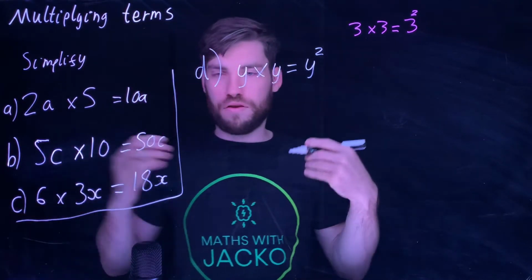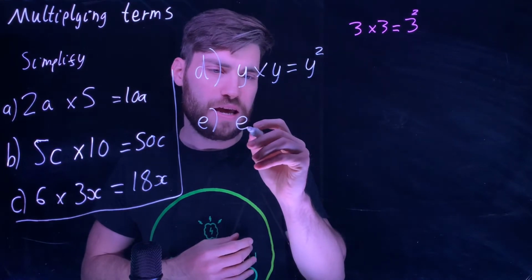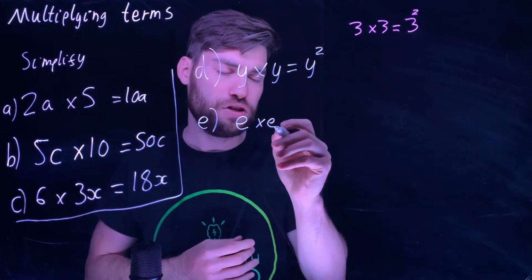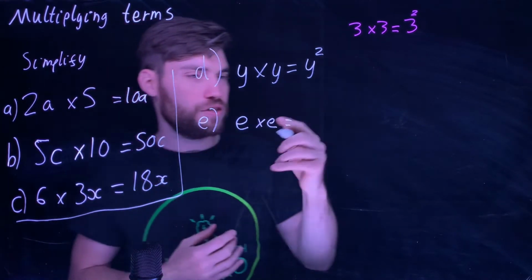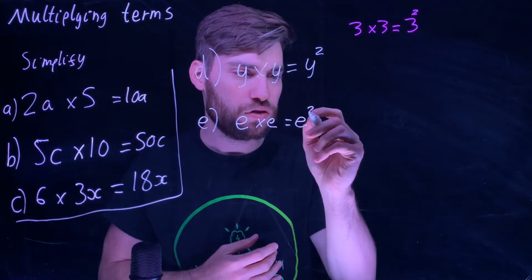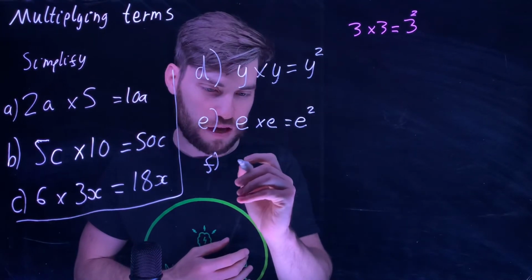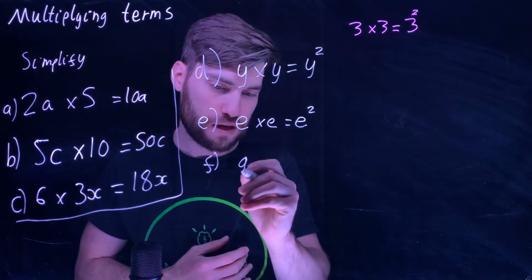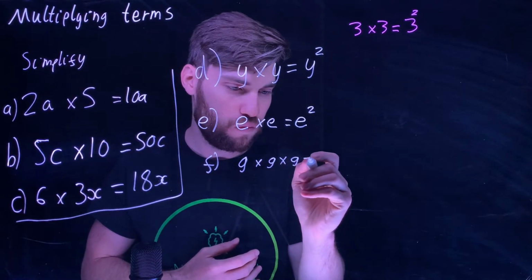Right, so I'll give you another example then. If we have e multiplied by e, you should get this one now. So pause the video, have a go with that one. Okay, so you should have got e squared. Now try this one. Let's do it a bit faster this time. If we have g multiplied by g multiplied by g, what would that be?